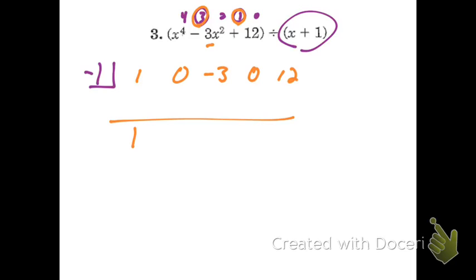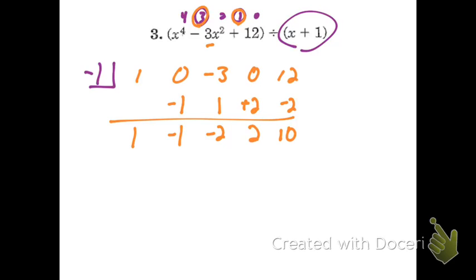So drop the 1. 1 times negative 1 is negative 1. Add, and I get negative 1. Negative 1 times negative 1 is 1. We add, and we get negative 2. Negative 2 times negative 1 is positive 2. We add, and we get 2. 2 times negative 1 is negative 2. We add, and we get 10.